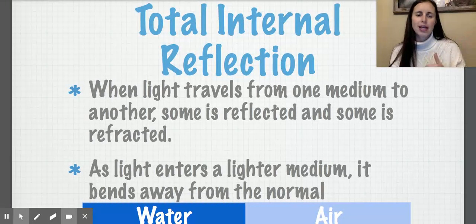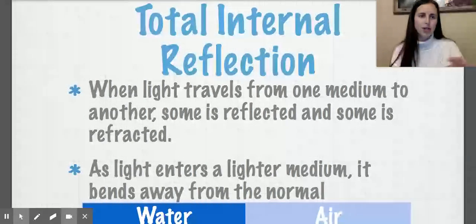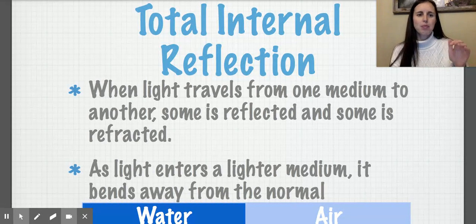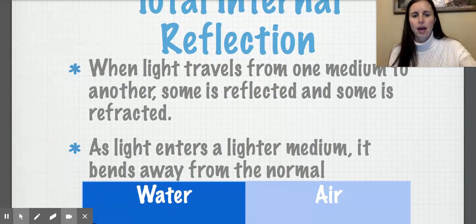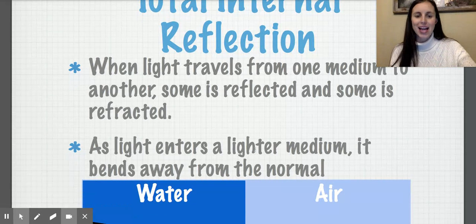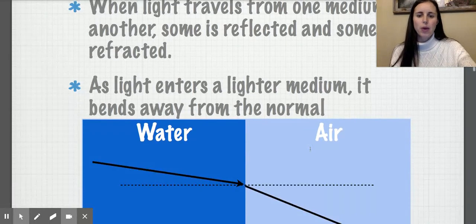So think about light hitting water on a lake. Oftentimes you're going to see some of that light reflected back. You're going to see the shimmering light on top of the lake, but you can also see into the lake, you can see into the water. So that's saying that light is also being refracted. It's passing through the lake. As light enters a lighter medium, so less dense medium, it bends away from the normal.